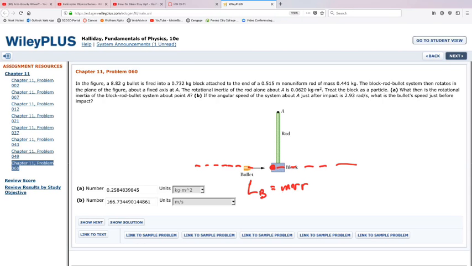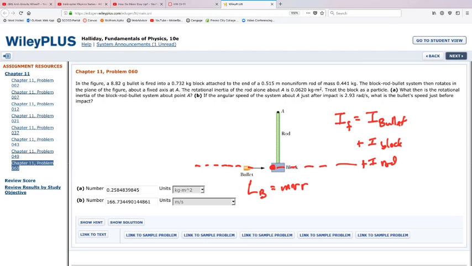What's the angular momentum of the block before they collide? 0. Why is it 0? It's not moving. Okay. After the collision, the bullet, the block, everything is stuck together. So, what will the moment of inertia be after the collision? It's going to be the moment of inertia of the bullet plus the moment of inertia of the block plus the moment of inertia of the rod. That is not a massless connector there, is it?